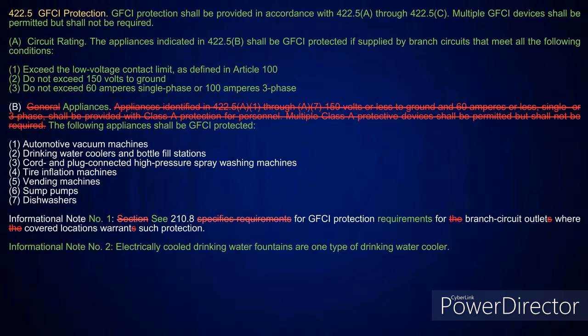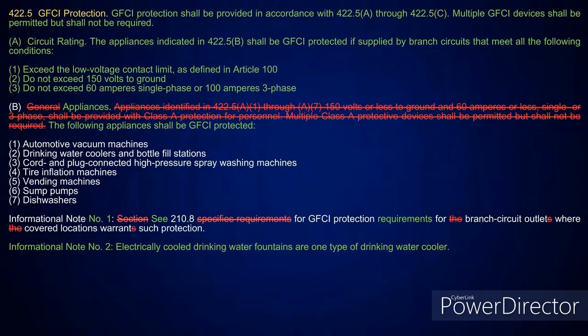So let's look at this. When you look at A, it talks about the appliances, and it says it shall be GFCI protected, and it says is supplied by branch circuits that meet the following conditions. Now, this is interesting to me, and I'll tell you why. Because they basically don't care what it says up in chapter 2 and article 210, they're putting their own thing in here. And they say that it exceeds the low voltage contact limit as defined in article 100, does not exceed 150 volts to ground, does not exceed 60 amperes single phase or 100 amperes three phase.